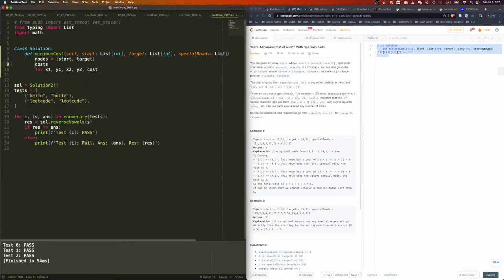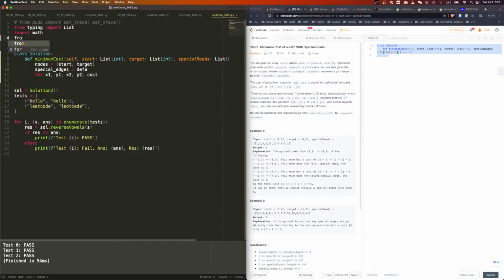Costs. Special costs. Okay, special costs. Yeah, special edges. It's going to be a dictionary. Let's call it default dict. I'll do a default dict.